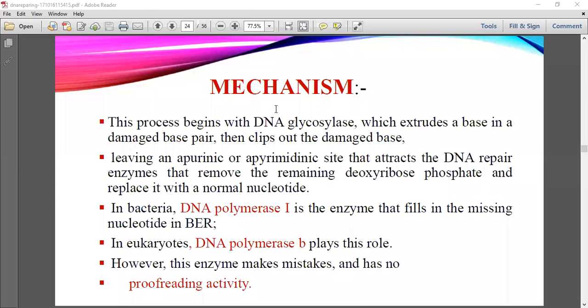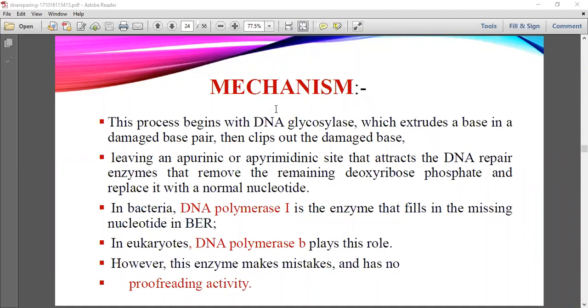So what does it do? An enzyme, the AP endonuclease, recognizes this apurinic or apyrimidinic site. Then it removes the remaining deoxyribose phosphate. Because we do not have any adenine, thymine, or any other nitrogen base, only the deoxyribose phosphate remains. After removal of the pyrimidine and purine, this enzyme acts on it and removes the remaining part. Then it is replaced with the normal nucleotide. So this is the basic mechanism in base excision.